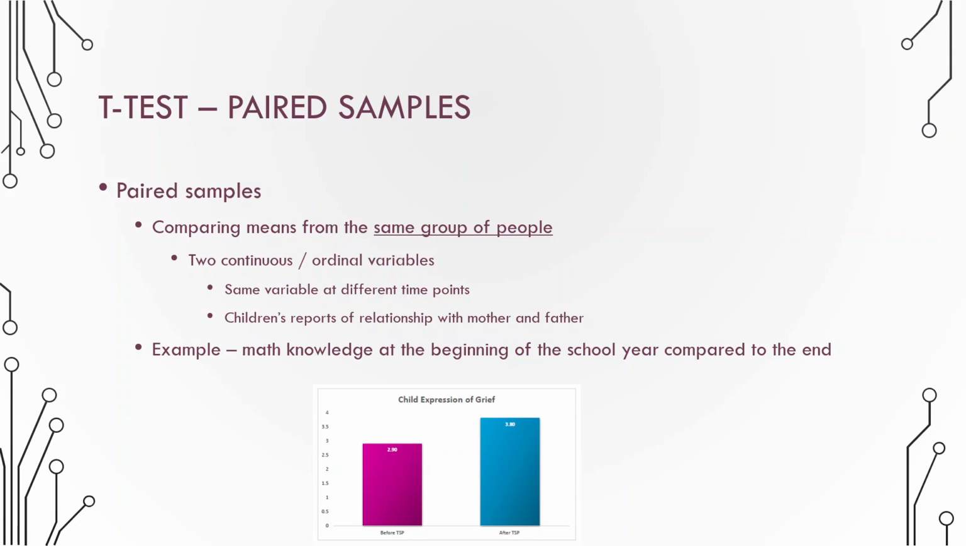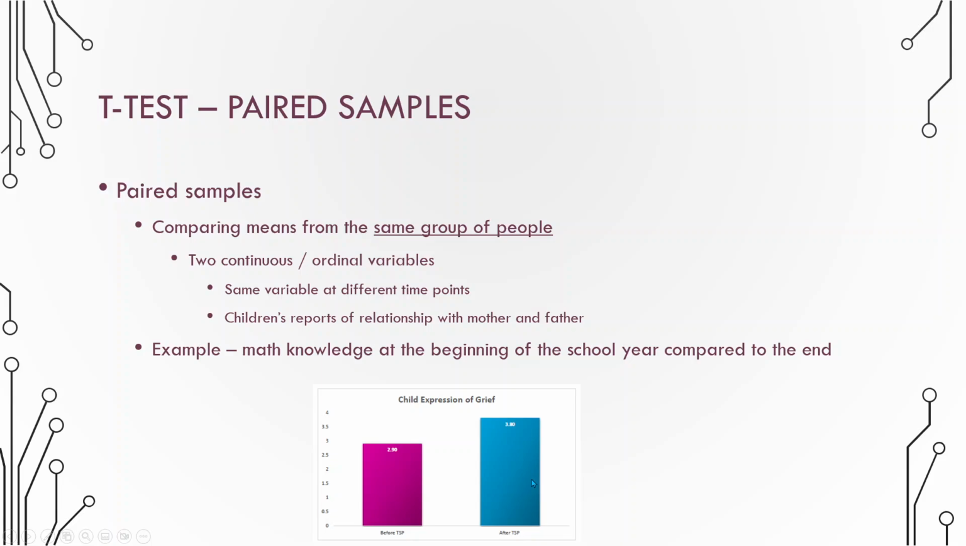This example we have down here is children's ability to express their grief. The pink bar is before they started attending grief support groups at the sharing place, and then this is after. So it's the same kids, right, before and after, and seeing did things change from before they started using those services to when they were finished using those services.